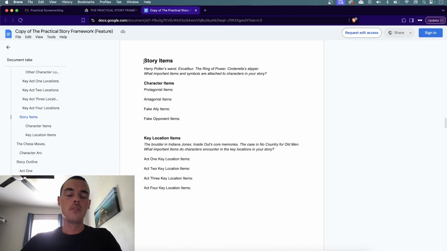Down to story items. Harry Potter's wand, Excalibur, the Ring of Power, Cinderella's slipper. What important items and symbols are attached to characters in your story? So you can have items that are connected specifically to particular characters.